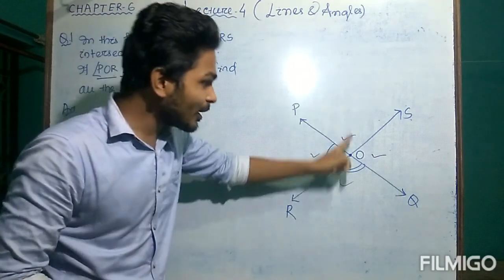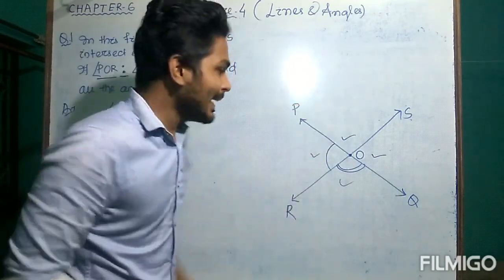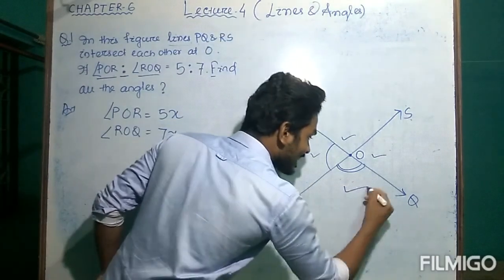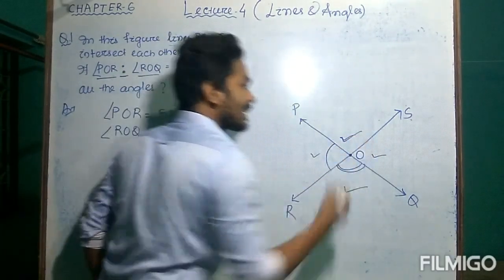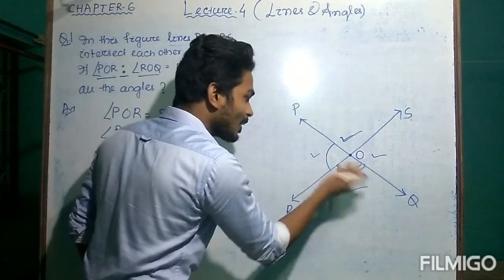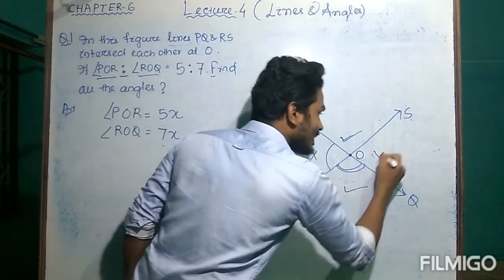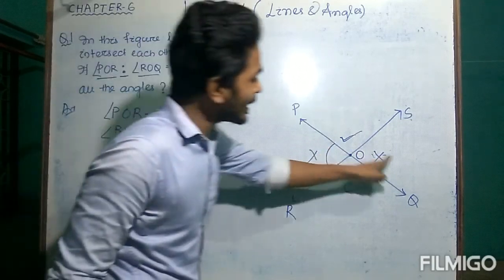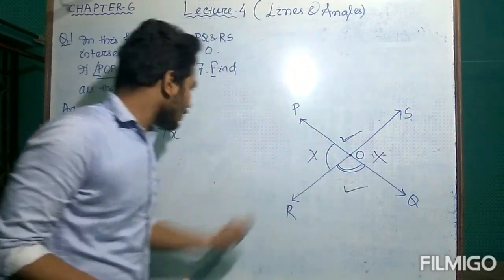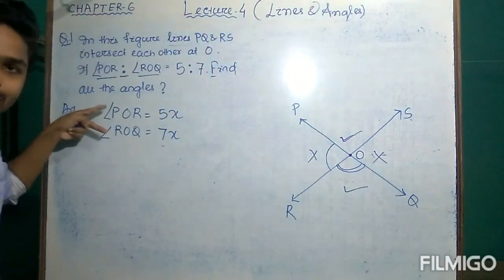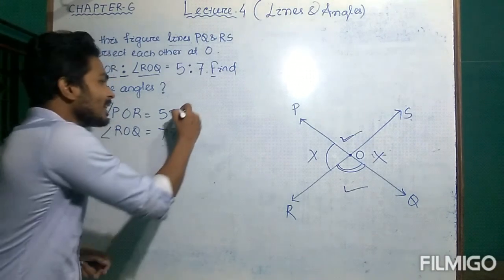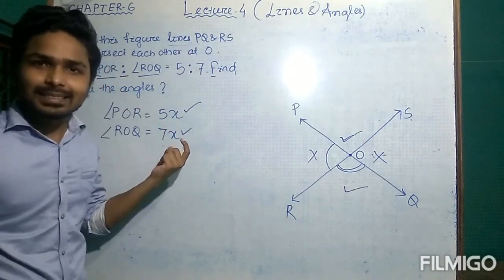And we know the vertical opposite angles are equal. It means if you can find this angle, then you can easily get this angle, because these 2 angles are equal. Similarly, if you find this angle, then you can easily find this angle, because these 2 vertical opposite angles are equal. So our first target is to find these 2 angles, but before that find this unknown term x.